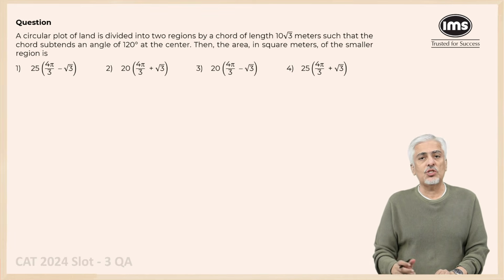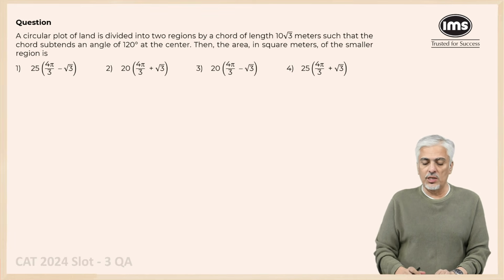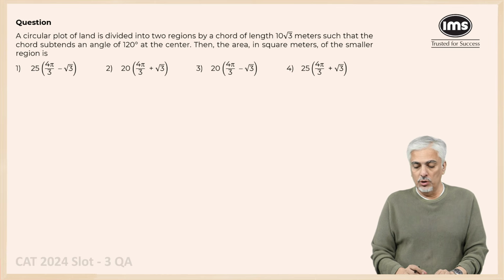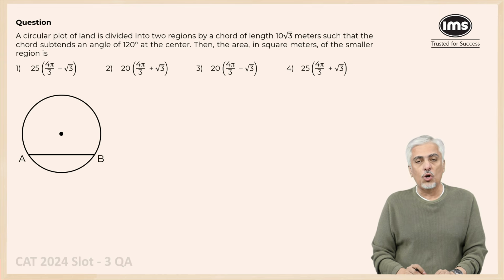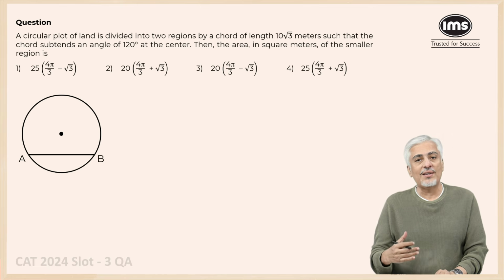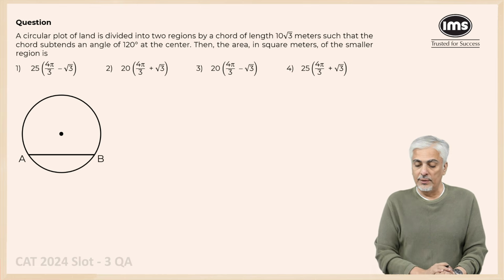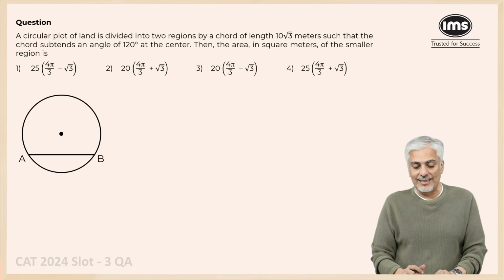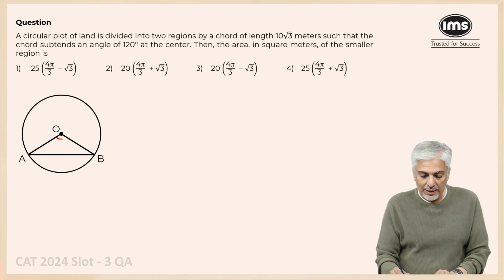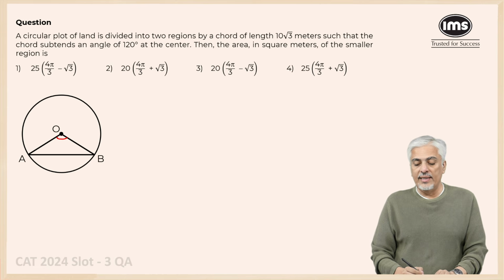The first question was a question on geometry. They've told us a circular plot of land is divided in two regions by a chord of length 10 root 3 meters. So if this is my circle, this is the chord AB, which divides it into two regions, one region above AB and one region below AB, such that the chord subtends an angle of 120 degrees at the center. So this is the angle. The angle over here would be 120 degrees. Then the area in square meters of the smaller region.